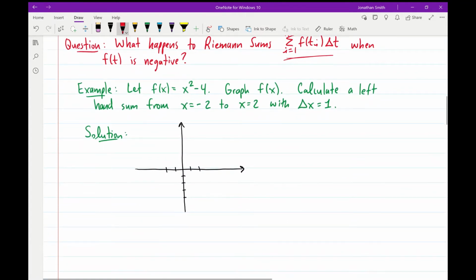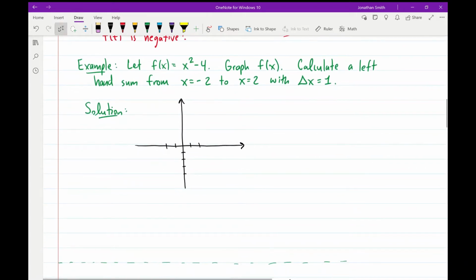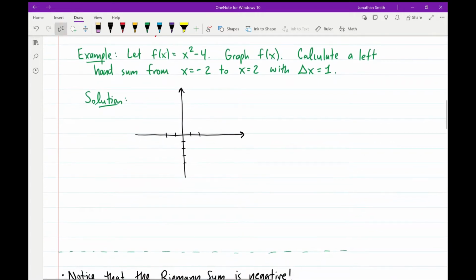All right, so maybe we should calculate an example to get a feel of what happens when f of t is negative. So let's let the function f of x be equal to x squared minus 4. And the first thing we're going to do is take f of x and graph it. So in this case, we have a parabola, but it's shifted down 4 units. And so we end up with a parabola that looks something like this.